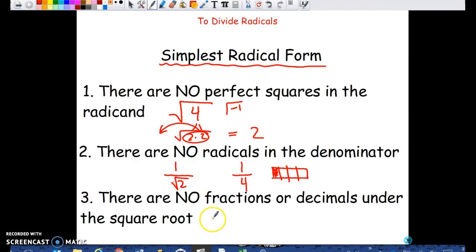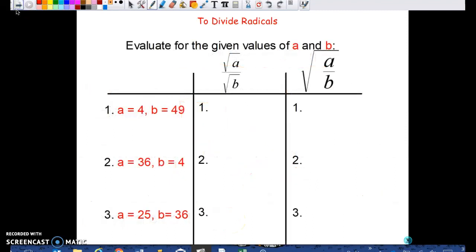There should be no fractions or decimals underneath the square root, so I should not have the square root of 2 over 4. And we'll talk about how to deal with that on the next few slides.